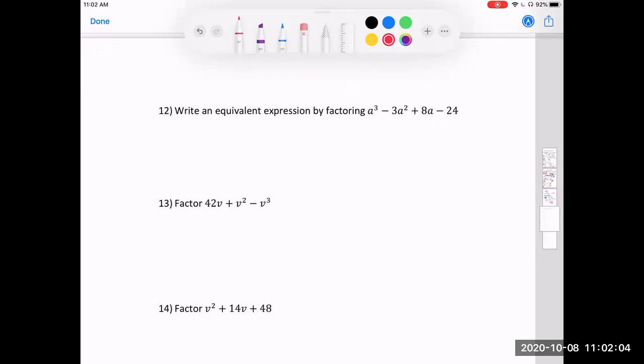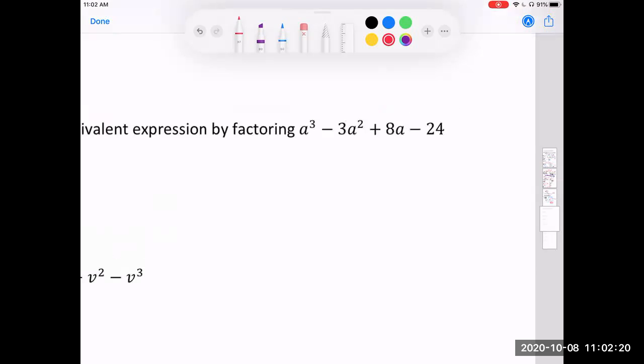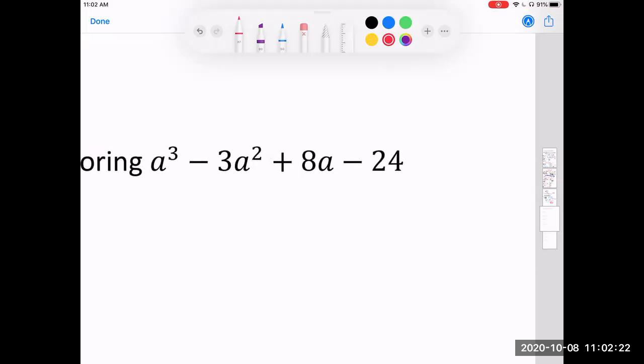Okay, number 12. Write an equivalent expression by factoring a cubed minus 3a squared plus 8a minus 24. Well, I'm looking at these and I can't factor a common factor, right? If I look at just this, I can't factor out an a. I can't factor out a 3 or a 2. So what can we do?